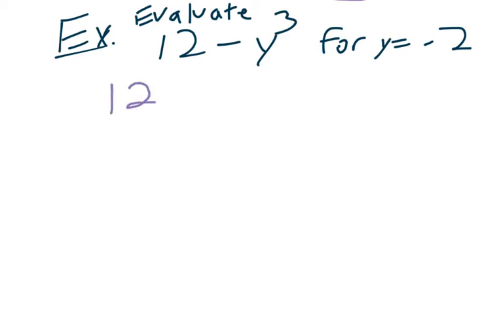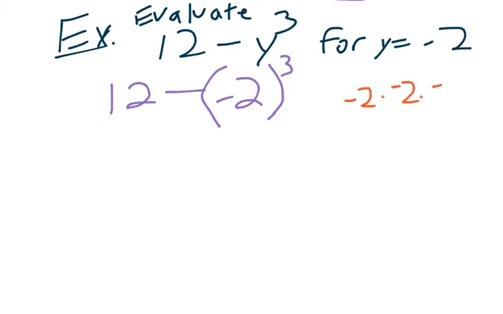So I'm going to bring it down. 12 minus, I'm going to put my parentheses when I plug in for a letter, and -2, close my parentheses, to the third power. And -2 to the third means -2 times -2 times -2. And I know there's an odd number of negatives, so I know that answer is negative. I'll prove it. That's +4. 4 times -2 is -8. So this answer is -8.